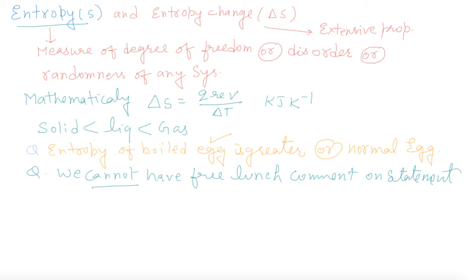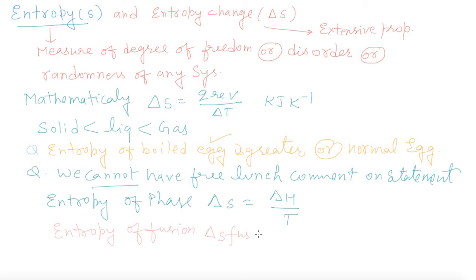Now coming back to entropy. Entropy of phase change we can give by this: delta S is equal to delta H by T. And then one more is entropy of fusion. Entropy of fusion means ice changing into water. So delta S of fusion is equal to delta H of fusion divided by the temperature T. In this way we will find out the entropy.